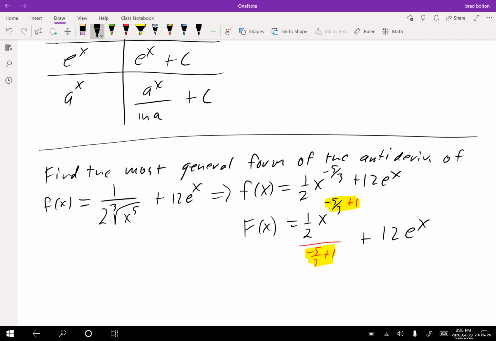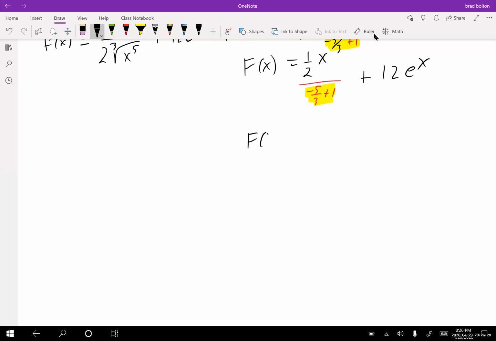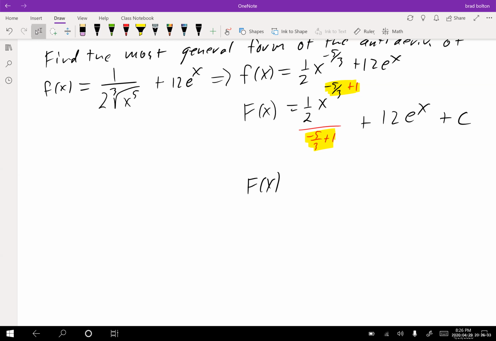So let's see what we got here. Big F of x would be equal to x to the what power? X to the negative 2/3, divided by 2, times, what is negative 5/3 plus 1? That's going to be negative 2/3, okay? So then plus 12e to the x plus c.